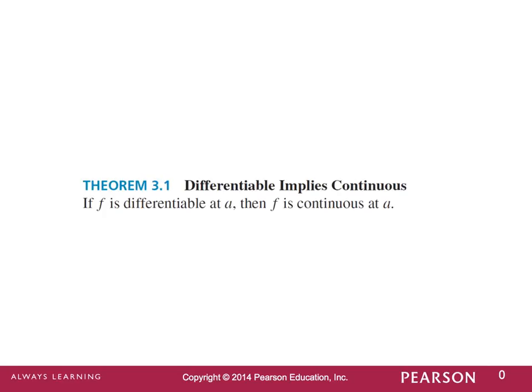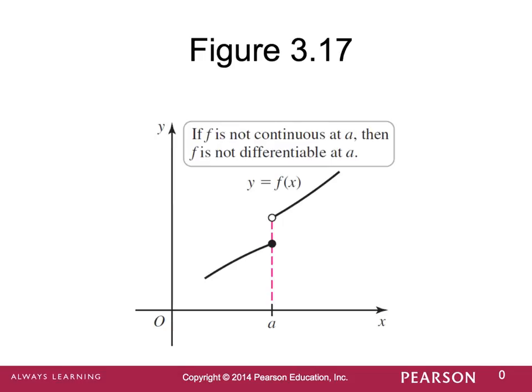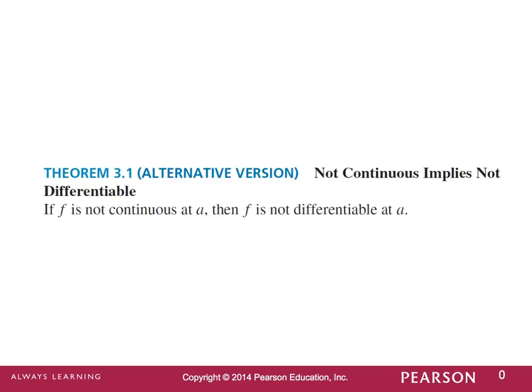A couple things to keep in mind here with differentiability and continuity. If a function is differentiable at a, then we can say that it's continuous at a. All right, so differentiability implies continuity. On the other hand, we can look at a function that is not continuous at some point a, and we see that there's a break here in continuity, and so we can then claim that f is not differentiable at a. And so an alternative version of the theorem we just stated is that if f is not continuous at a, then f is not differentiable at a.